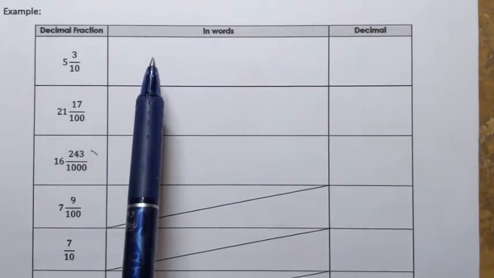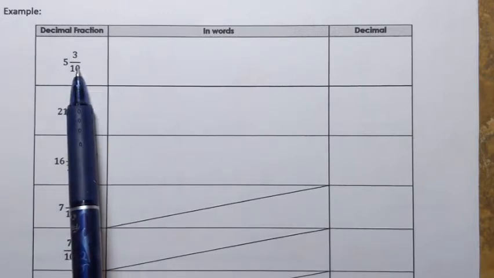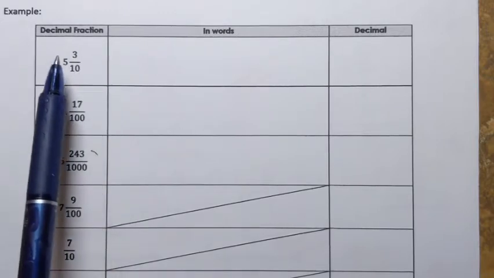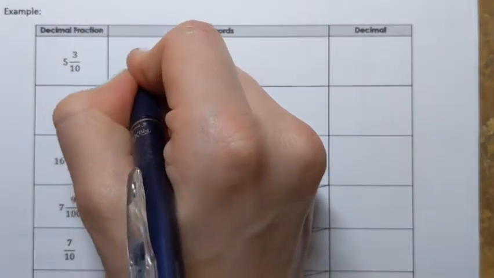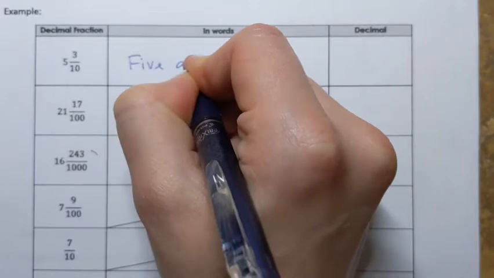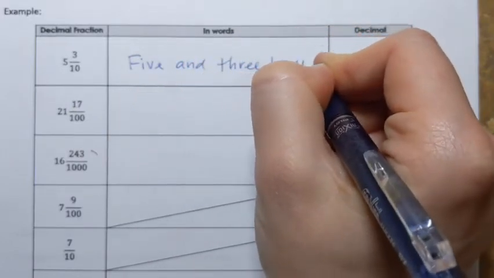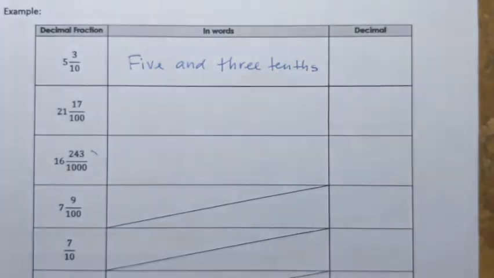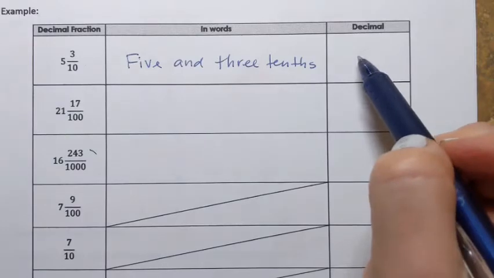So first of all, let's describe this decimal fraction in words. Well, it's 5 and 3/10, right? I'm going to write this. 5 and 3/10, like that. Here's going to be the corresponding decimal.